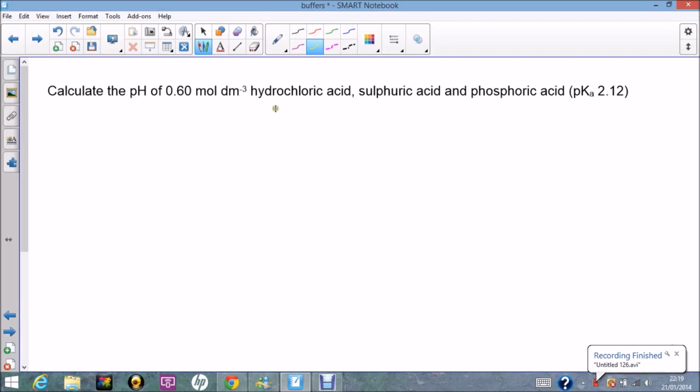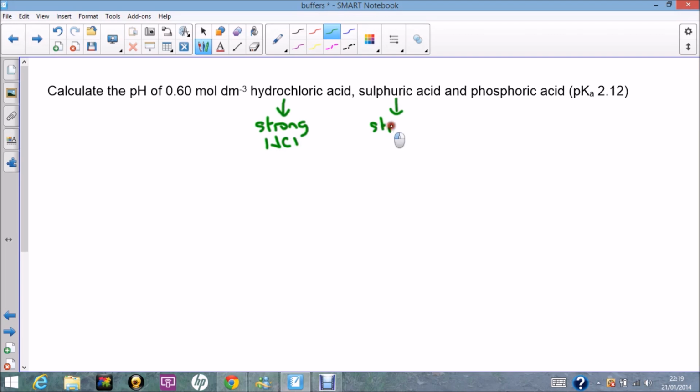Three different acids. Have a think about which calculations you're going to use. Pause the video and have a go. Okay, so going through this, we've got hydrochloric acid is strong with the formula HCl. Sulfuric acid is strong with the formula H2SO4. And phosphoric acid is weak, which we can see because we've been given a pKa value.